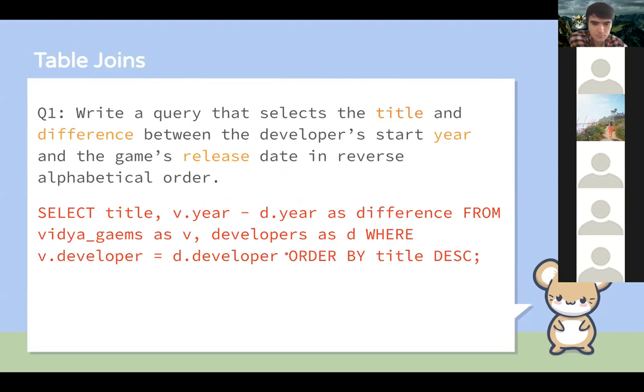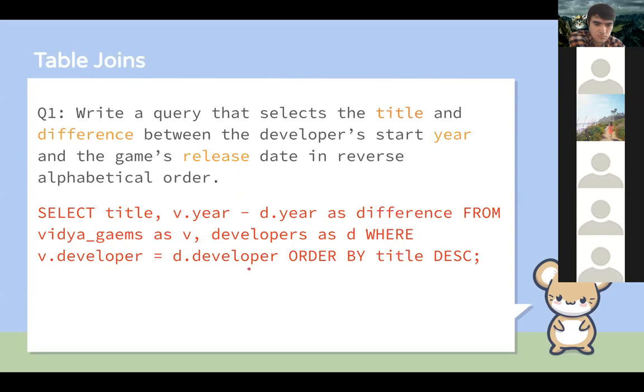Okay. And because we don't want to calculate every difference between every developer start year and every game's release date, we need to use a where clause to specify which rows we want to match up against each other. In our case, we want to look at the similarities between the columns that would be shared in the developers column. So to make sure that we're subtracting the right rows, we say we only want to select the rows where the game's developer is equal to the developer's developer that we're extracting from.